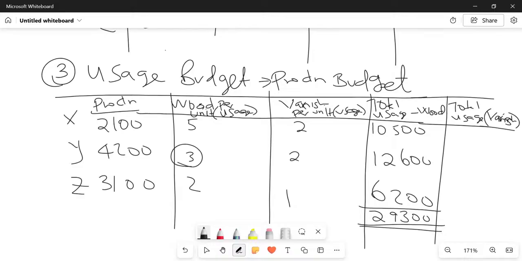Then we go to varnish. Varnish usage, we know how many kgs or liters of varnish we need for each unit. It is 2 here. So 2 times 2,100, we fill up this other column. So what are we getting, ladies and gentlemen? 4,200. Thank you so much. After 4,200, the next one there, I'm being told by these ninjas, 8,400, and then there's a ninja here giving me a 3,100 figure.